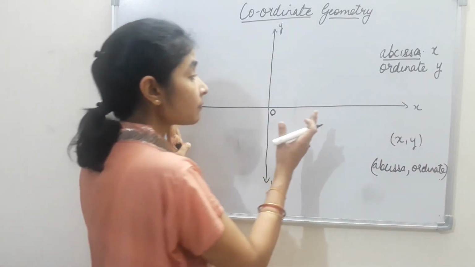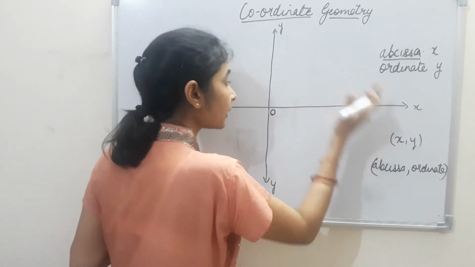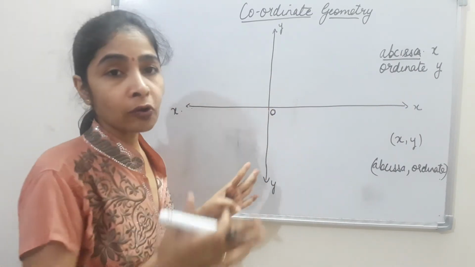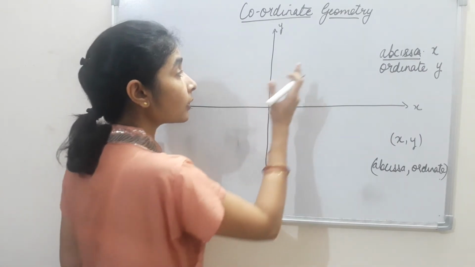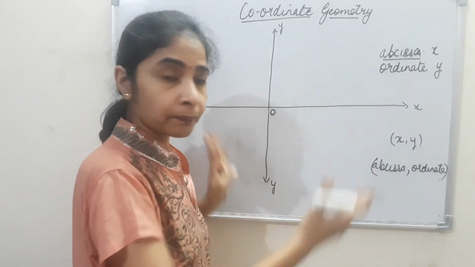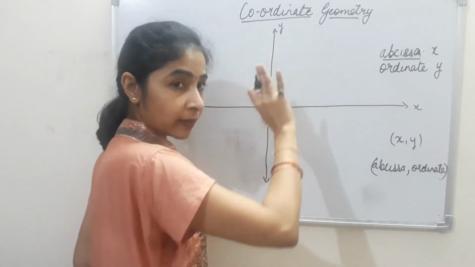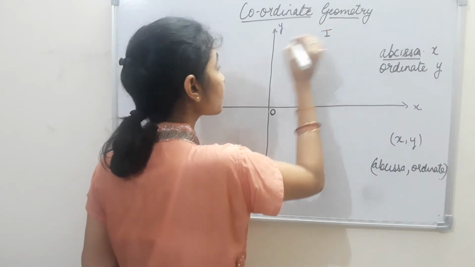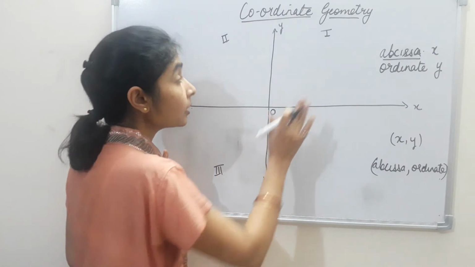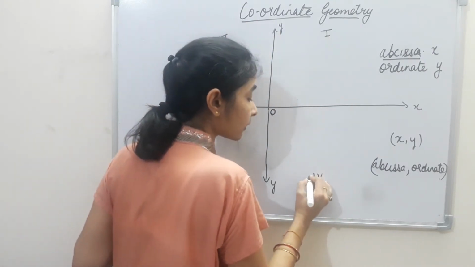Now, the Cartesian plane is divided into 4 quadrants. When we draw a horizontal and a vertical line, it divides our plane into 4 equal parts, that means each is a quarter of the whole plane. So there are 4 quadrants. We move in the anti-clockwise direction: first quadrant, second quadrant, third quadrant, and fourth quadrant.